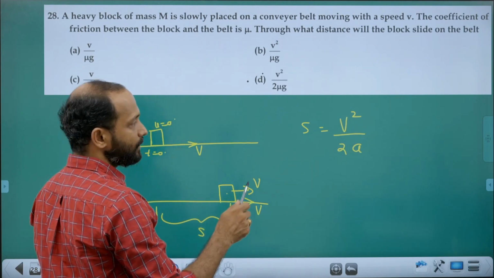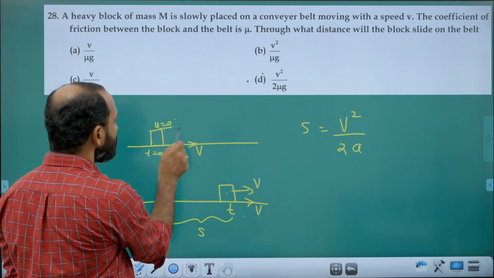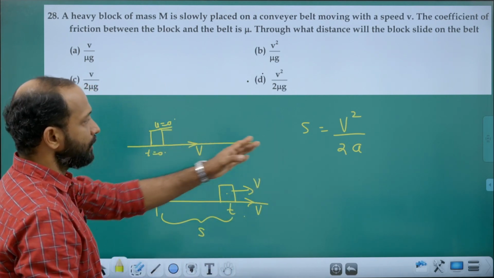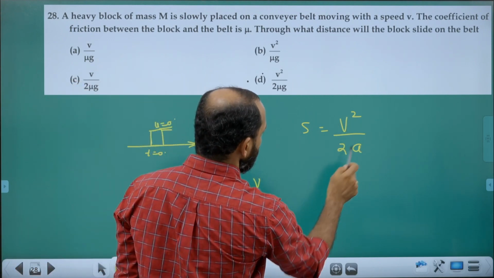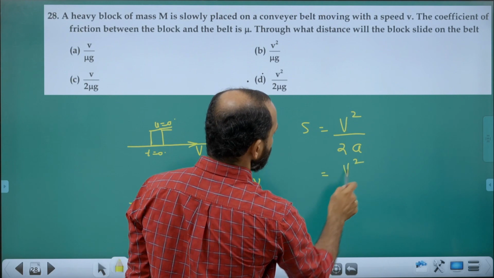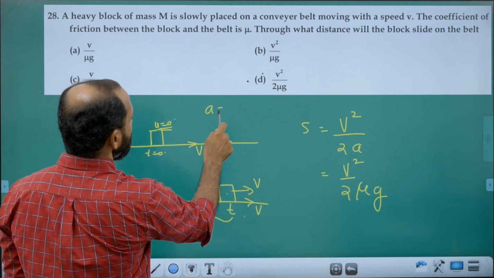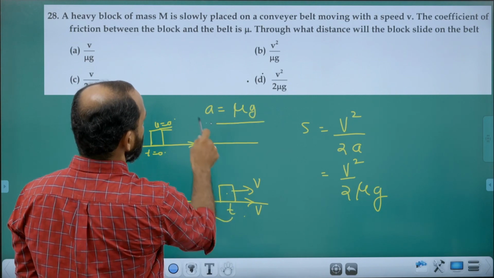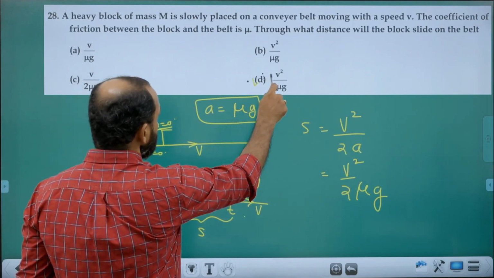From the kinematic equation, v square minus u square equal to 2as. Because the initial velocity is 0 with respect to the block, I have written it for the block only. s equal to v square by 2a, where a is the frictional acceleration, so that is v square by 2 mu g. Frictional acceleration a is equal to mu g, that we have learned. Next one. So the correct answer is option D.